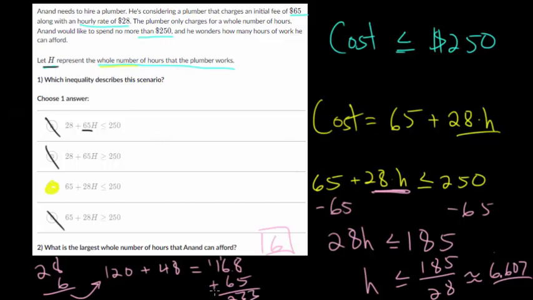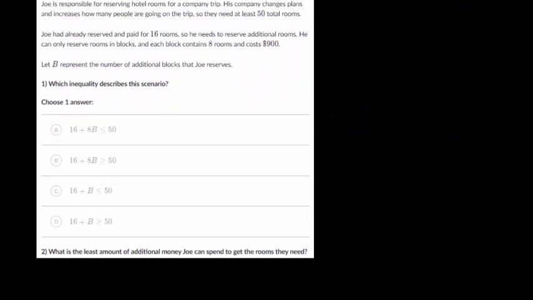But if we add another $28 to this for another hour of work, that would put us above $250, since we only have another $17 left to spend in our budget. So we checked it, and 6 hours of work did make sense. Let's do one final question.